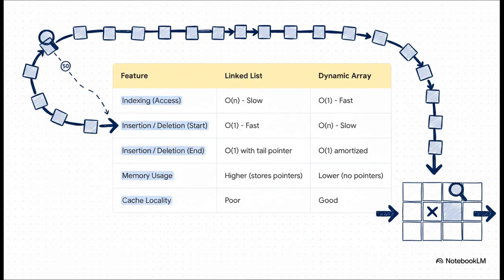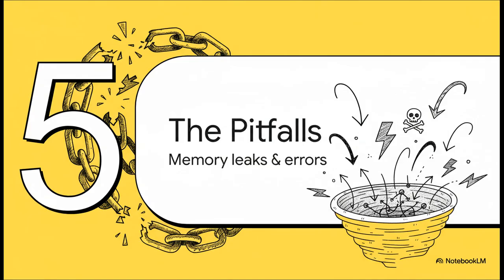But on the train, to get to the 50th car, you have to walk through the first 49 cars. The time it takes depends on how long the train is. That's O of n time. But what if you want to add a new car to the very front of the train? Simple. You just hook it up. That's O of 1. Try doing that on the bus. You'd have to make every single person get up and move back a seat. That's slow, O of n. That's the trade-off. Now, linked lists are powerful, for sure, but they also come with a few classic traps that you really have to watch out for.